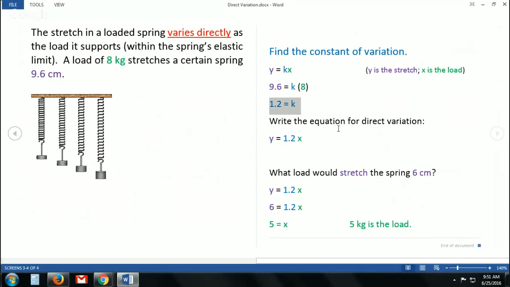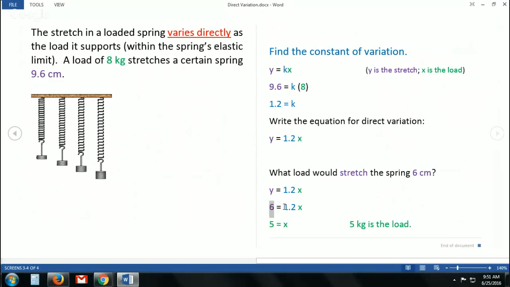Now we can write an equation about this particular spring with our constant of variation included. The amount of stretch that we have is equal to our constant of variation, 1.2, times whatever load we put on the spring. So now, what load would stretch the spring 6 centimeters? The stretch, 6, goes in for y.